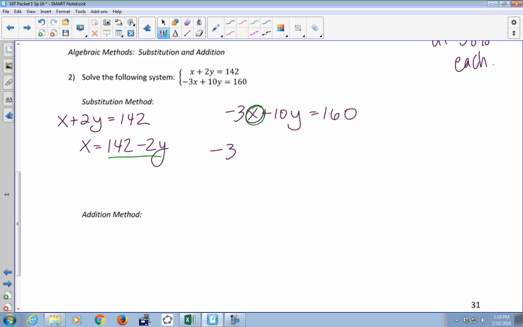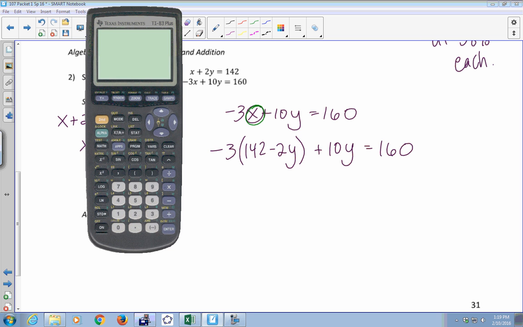They're the same. So I'm going to copy this equation. I'm going to have negative 3. Instead of an x, I'm going to put 142 minus 2y. Make sure you do parentheses because you're doing negative 3 times that whole expression. Then plus the 10y equals 160. Now you have an equation with just one unknown in it, and we should be able to solve this. We'll distribute the negative 3.